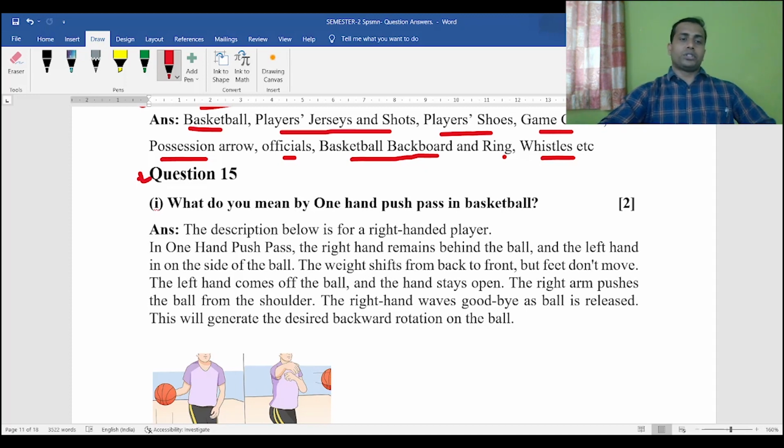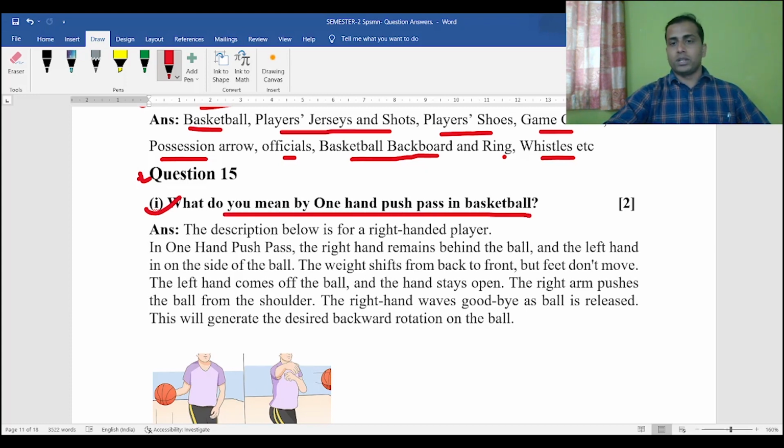So, under 15, the first question is, what do you mean by one hand push pass in basketball? This is also a good question. I have described the thing in detail in this particular answer, so as per the marks, you can write the answer.